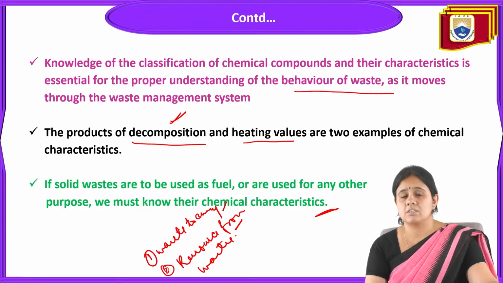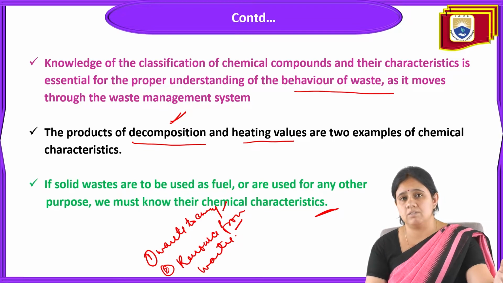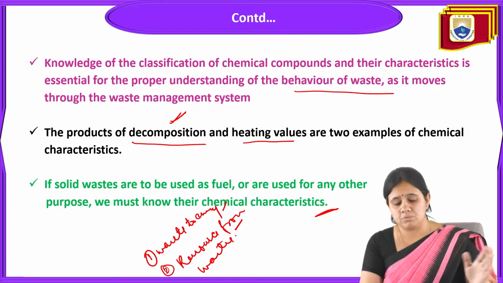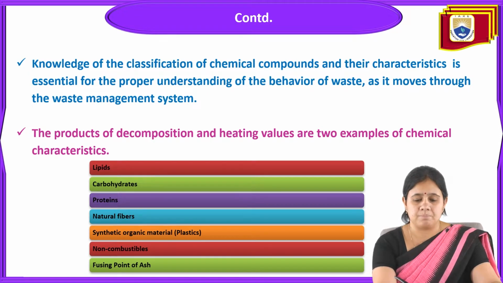Like if this waste has more heating value, then we can use it for conversion to electricity, or for more burning processes. If the waste is organic in nature, then decomposition will occur. So these are the basic requirements, the significance related to waste characteristics and the chemical composition of the waste. In the chemical composition of the waste, first of all, knowledge of the classification of chemical compounds and their characteristics is essential for the proper understanding of the behavior of the waste as it moves through the waste management system.